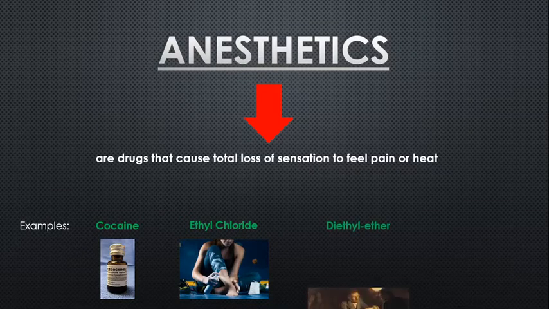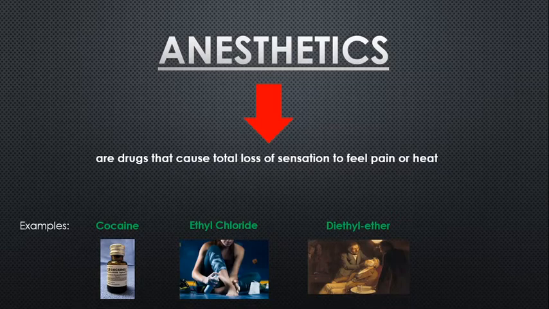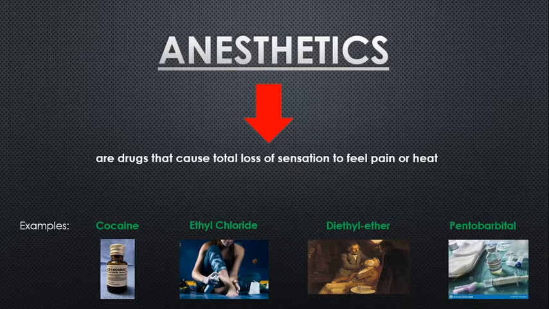Another example is diethyl ether, which is applied by inhalation as shown in the below picture. And this will lead to loss of consciousness. And finally, pentobarbital, which is applied using a syringe, which also leads to total loss of consciousness.